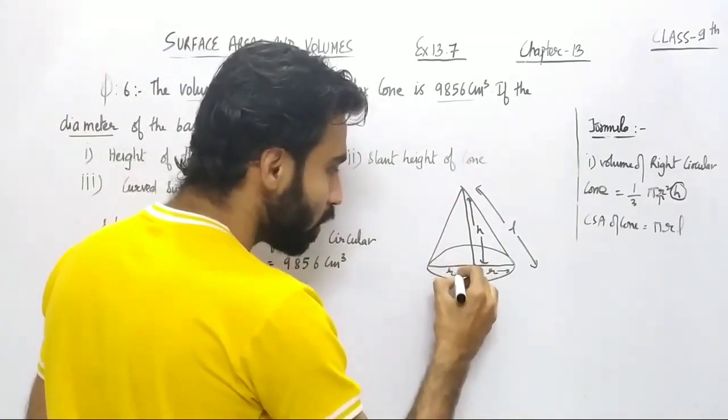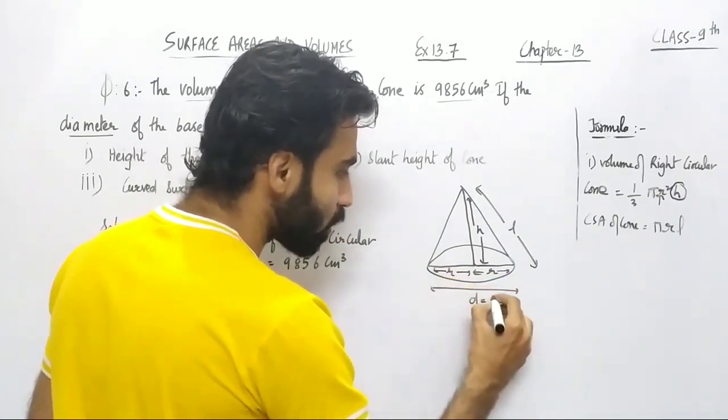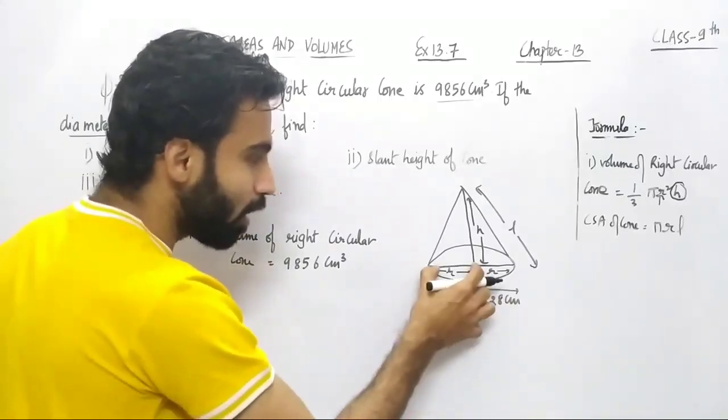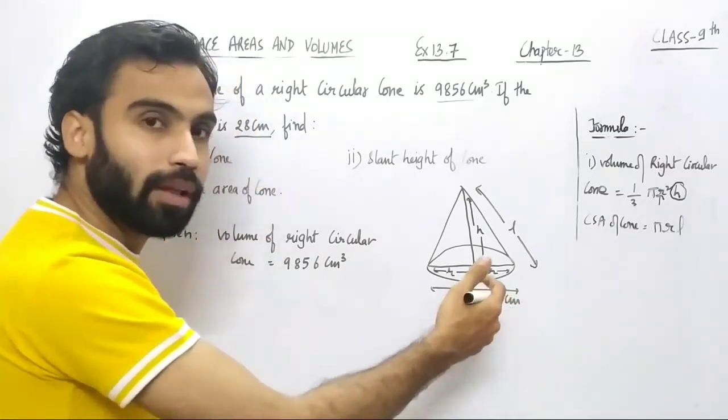So let me just join this. So that is also the radius. Now complete, this is the diameter, that is 28 centimeters. So this is given. Now we know what the diameter is, it is twice the radius. So what will be the radius? It will be half of the diameter, right?